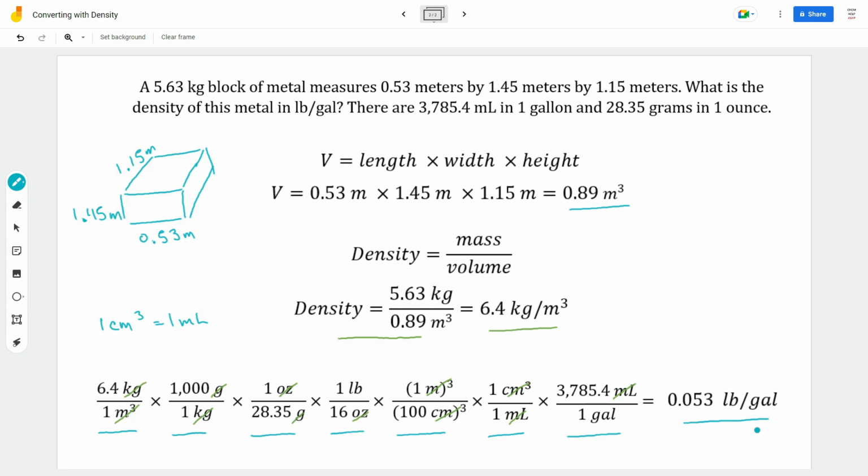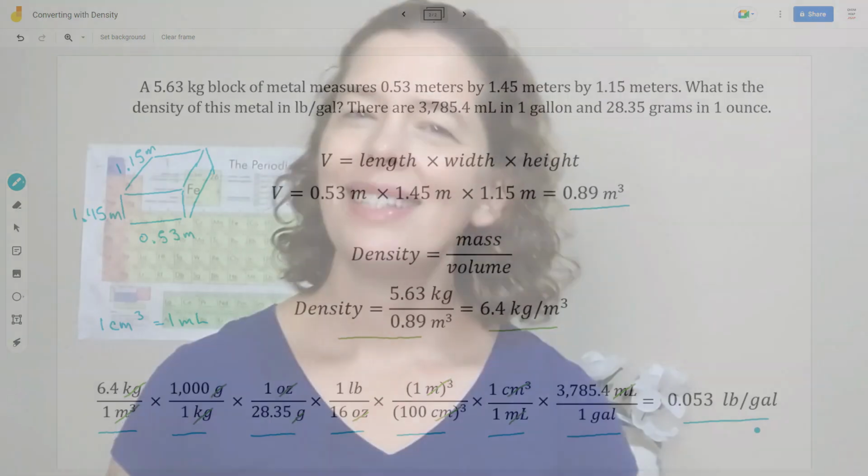This problem was a long one, but hopefully it helps see how you can bring different concepts together, not only in how to calculate density, but how to change the units of density as well. Density is fantastic, isn't it? It's so useful and versatile. I really love density.